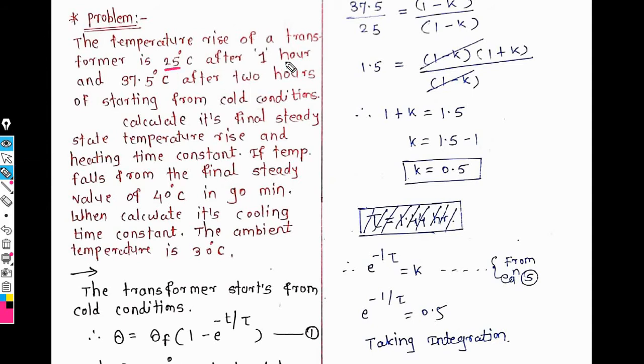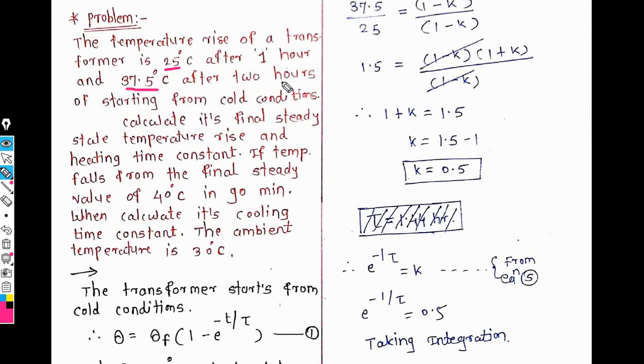Okay, now after 1 hour, that means the temperature increases. After 1 hour it is 25 degrees Celsius. Then again the temperature of the transformer increases to 37.5 degrees Celsius. Then this is the second temperature rise. This is first and this is second.